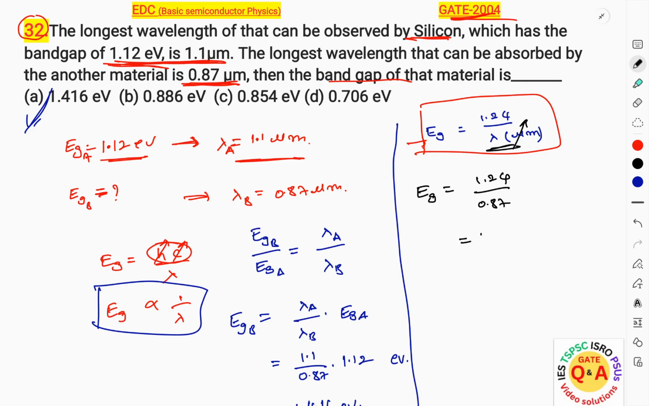Just by solving this we will get 1.416 electron volt, and the unit is also electron volts. Lambda is in micrometer. 1.416 electron volts, option A is correct. I think this is the best way of solving this question.